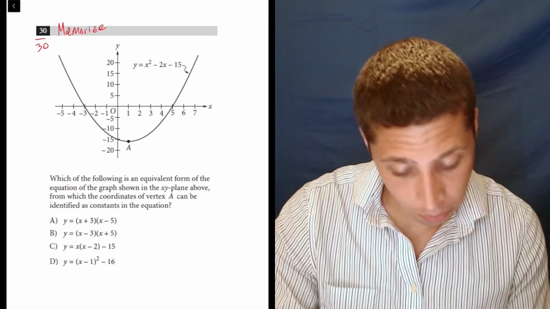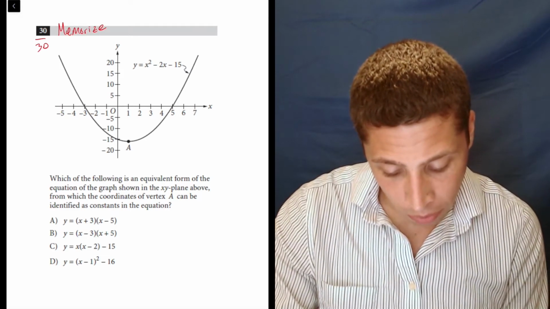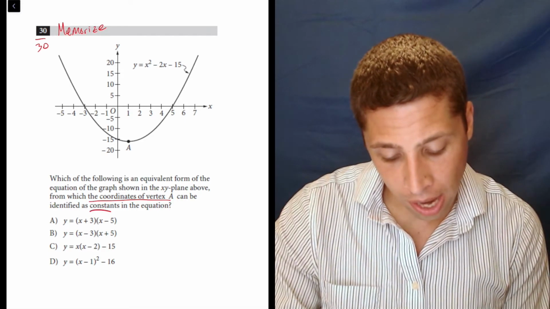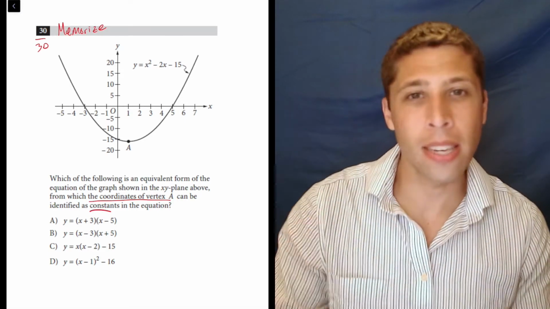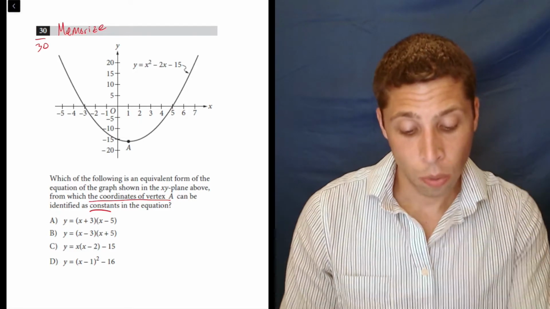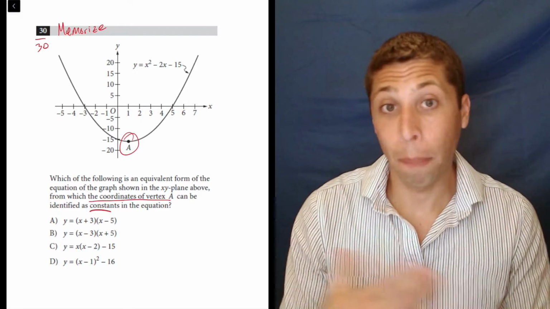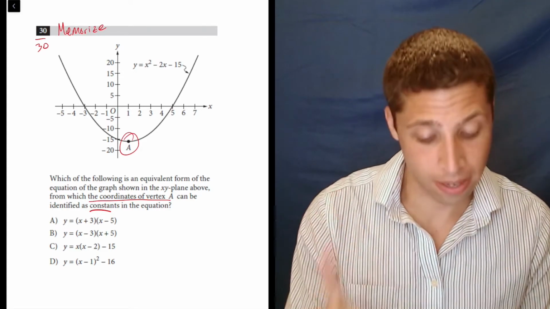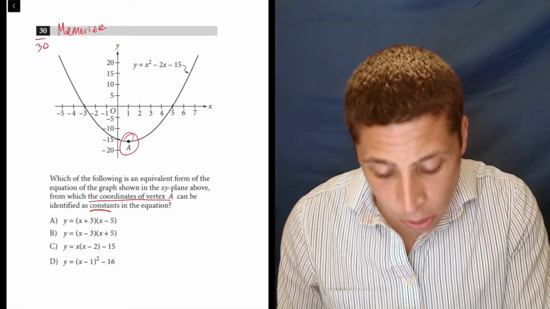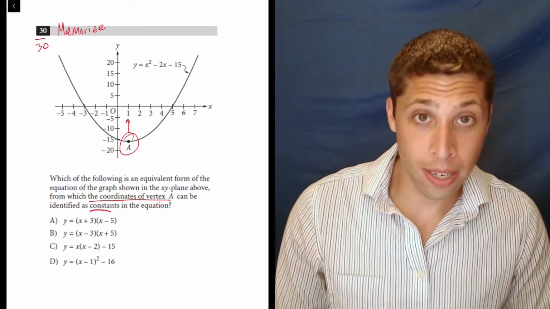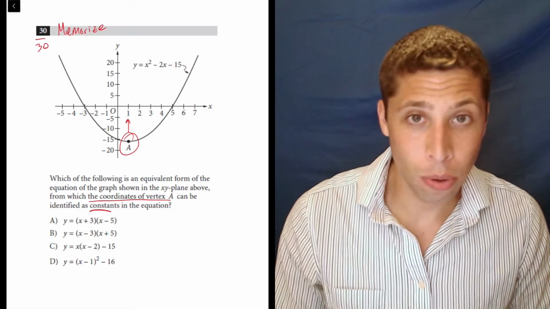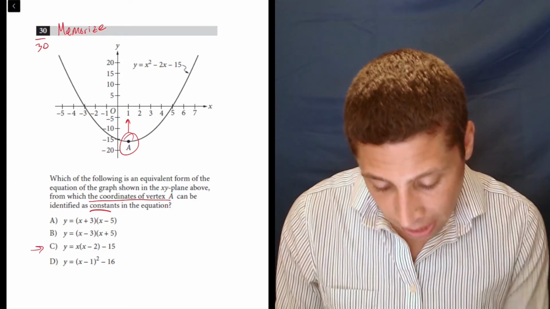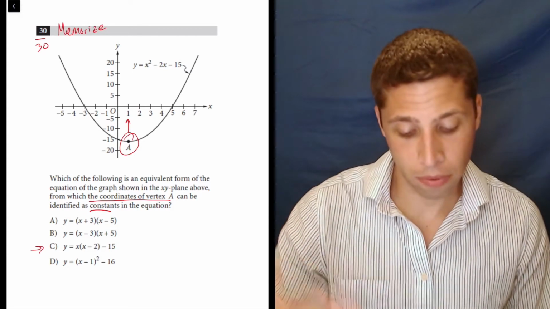Here, we should just know what they want. So this is a graph of a parabola. Which of the following has the coordinates of vertex A as constants in the equation? Well, that's fancy math talk for where does this number appear in the equation. There's a value of that point. It doesn't tell us, but we can figure it out because we can see that 1 is clearly the value of A. It looks like it's 15, so that's why a lot of people pick choice C, but where's that 2 coming from? That's not in there.